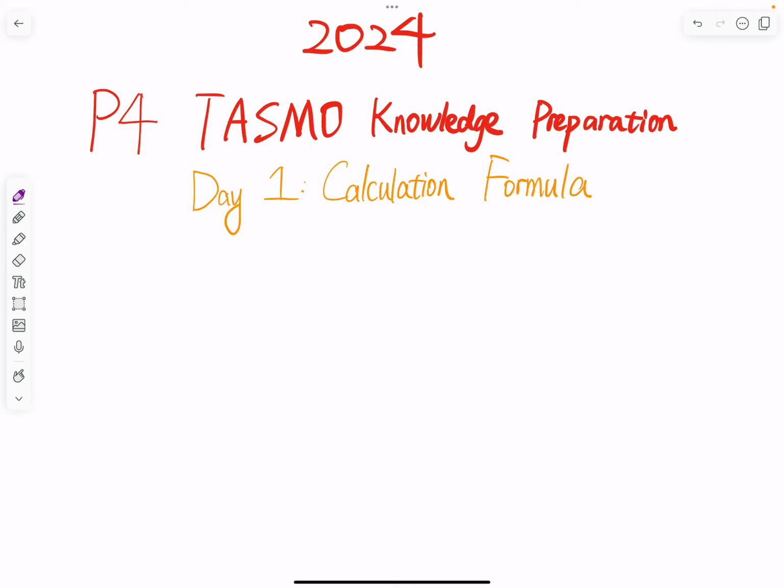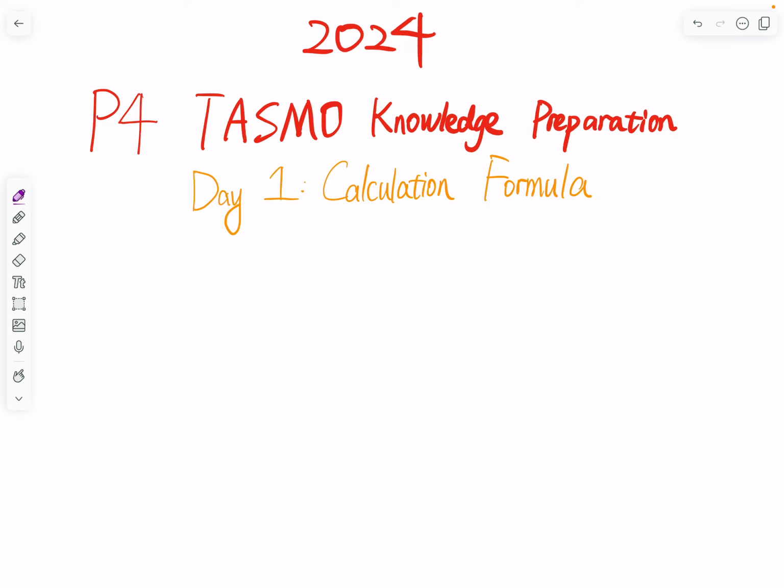Okay, hello everyone. So today we'll begin our P4 TASMO knowledge preparation. In these days, I will just introduce some very basic computation knowledge points. This is very useful not only in our TASMO competition, but also in the NEMO's competition. They are just several very common test points.